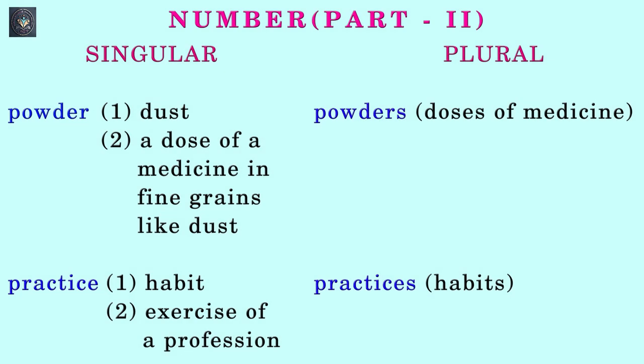In singular, powder has two meanings, that is, dust or a dose of medicine in fine grease like dust. In plural, powders has only one meaning, that is, doses of medicine. In singular, practice has two meanings, that is, habit or exercise of a profession. In plural, practices has only one meaning, that is, habits.